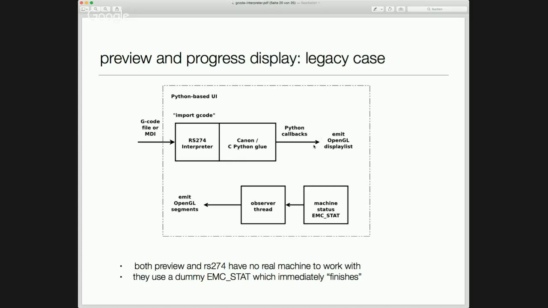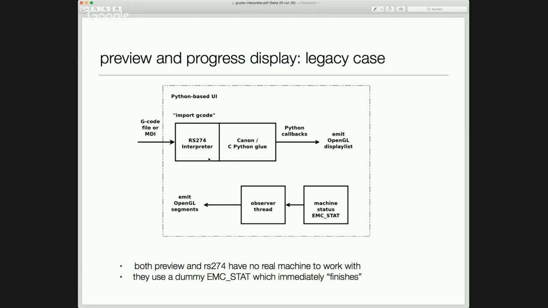Now, once we're back in Python land, it's actually simple. The Python methods just emit OpenGL display list elements, which cause the preview and the display to appear on screen. That has no machine to deal with, so there are also no probes or tool changes or such. Those are mostly not relevant for the toolpath.